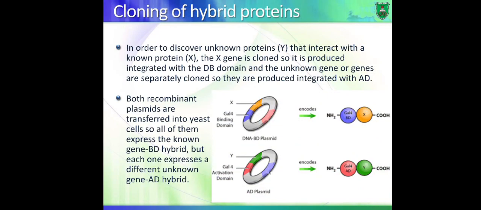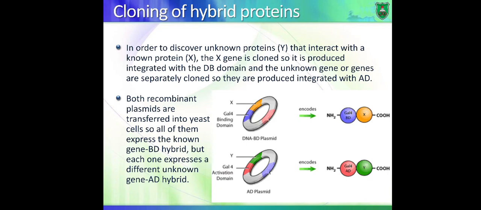This is what's really sophisticated in here, is that we make a plasmid, and this plasmid contains the gene X, which is a known gene. We know what gene X is, but when it is produced, when it is synthesized, it's produced along with the binding domain only of the GAL4 protein. So we have protein X, and linked to it we have the DNA binding domain.